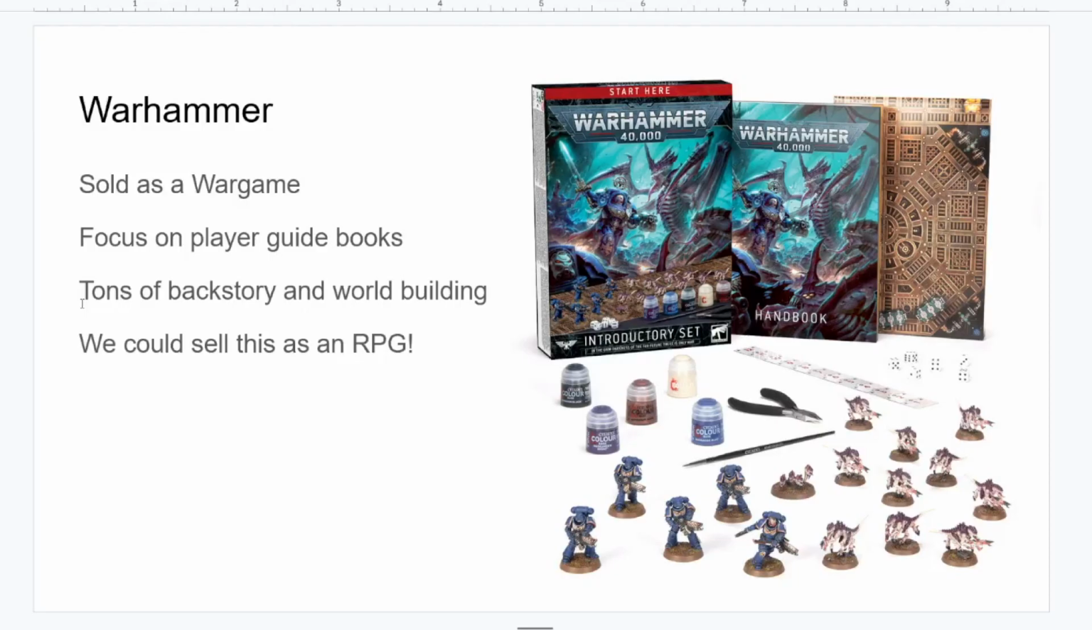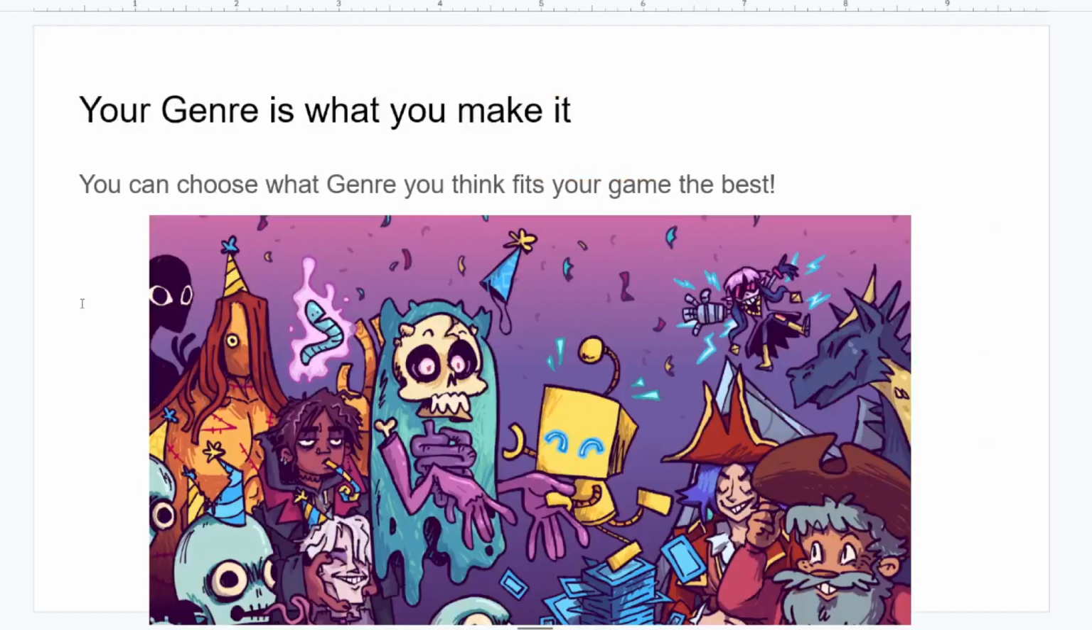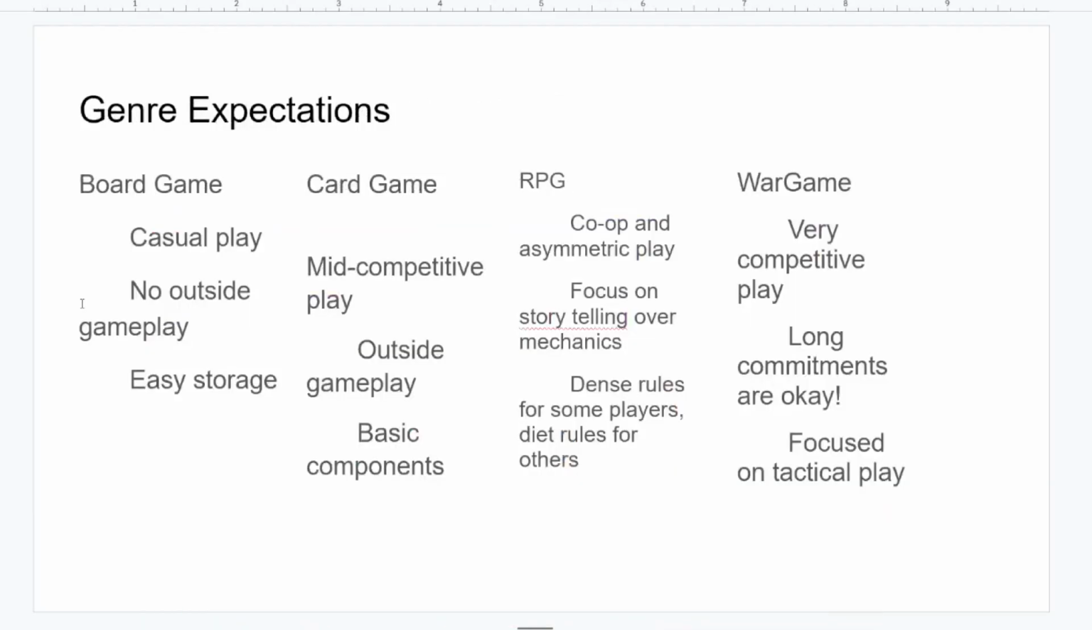Unfortunately, Two Lanes isn't here, but I did have another example here under your genre is what you make it. You can choose what genre you think fits your game best. But, member of Tabletop Aces, Two Lanes, he's currently working on a game called Predator versus Prey. And when I first saw his game, my immediate genre assumption of it was, oh, this is a board game. But it's not. He's actually been building it to be an expandable card game, which is exactly what we're here to talk about today.